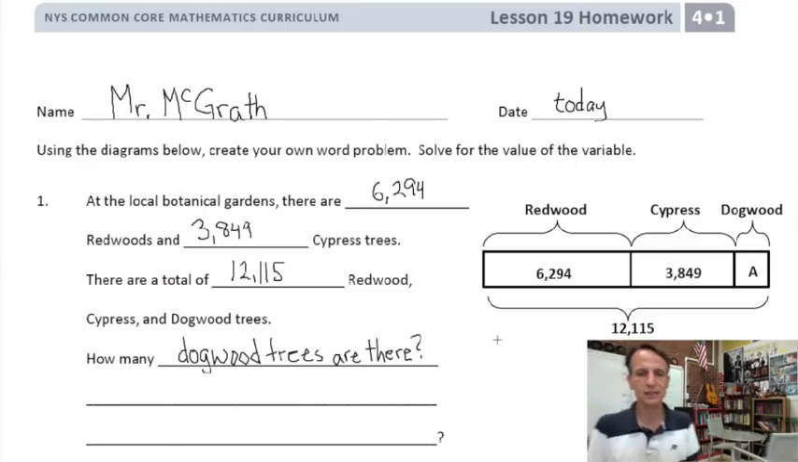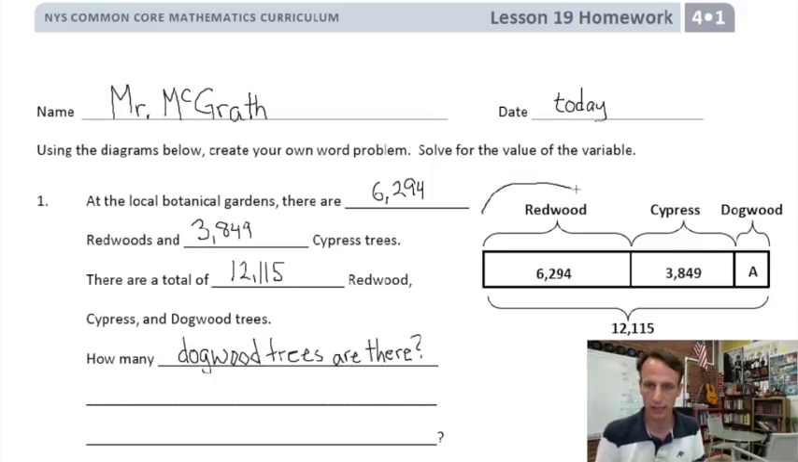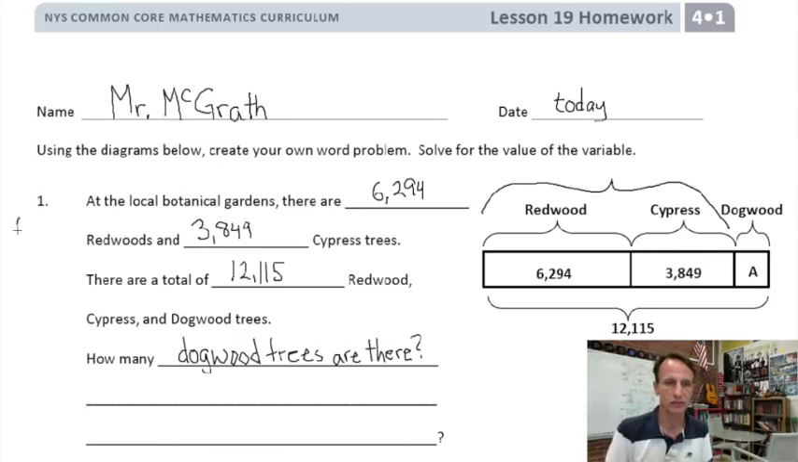Okay, so we can see that if we combine redwood and cypress first, we can then subtract that from the grand total to get dogwood. So here I'll even draw my own extra little bracket. I want to figure out redwood and cypress together, which I can then subtract. Okay, so let's do just that. I'm going to have to work over in the margins here because I'm sort of running out of room, if you don't mind.